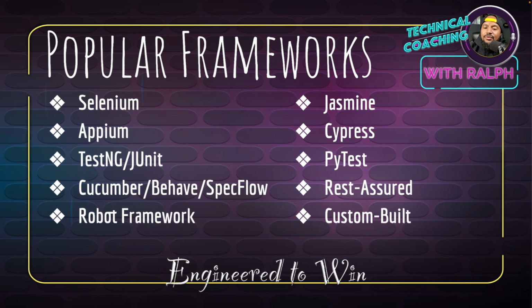So, what are some popular frameworks? We have Selenium, probably the most popular Selenium WebDriver, right? Then we have Appium, which is used for mobile testing, but it's also built on top of Selenium. So, a lot of the things that you're able to do with Selenium, you're able to do in Appium as well, but it is directed to doing it on mobile devices. All right. So, if you know Selenium, it's very easy to pick up Appium.